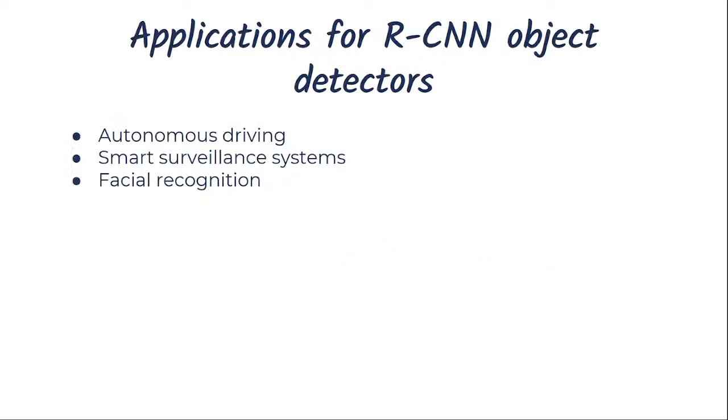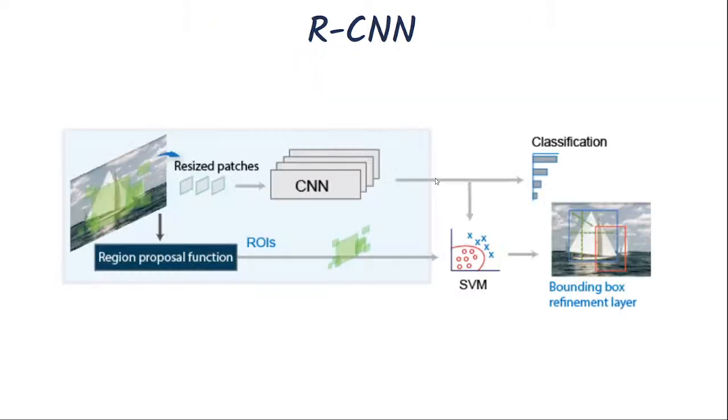Coming to the applications, it could be used for autonomous driving, smart surveillance systems, or facial recognition systems. Today's application is about face detection or object detection. We are going to see both offline as well as real-time face detection, as well as offline object detection. The same code, without any modification, you could also use for object detection.